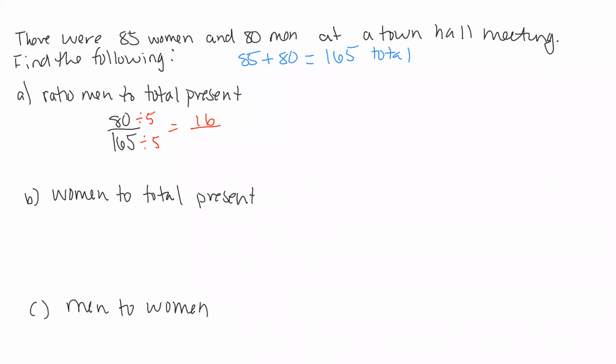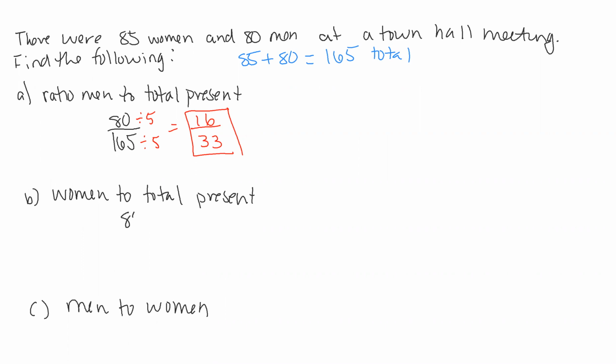165 divided by 5 is 33. I forgot to go back to my black color for the marker, but this right here would be your final answer. All right. For every 16 men that were at this meeting, there were 33 total. Let's do the same thing for women.